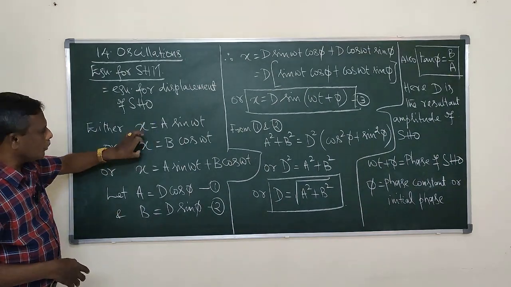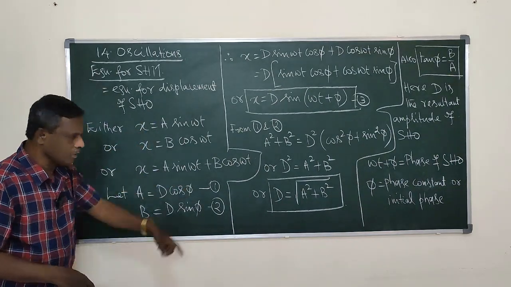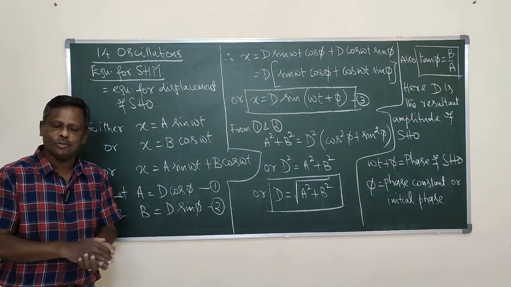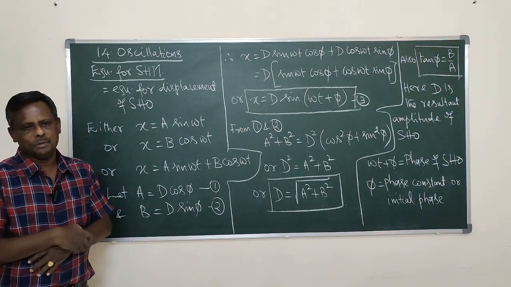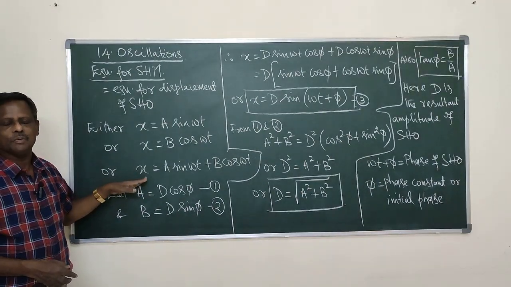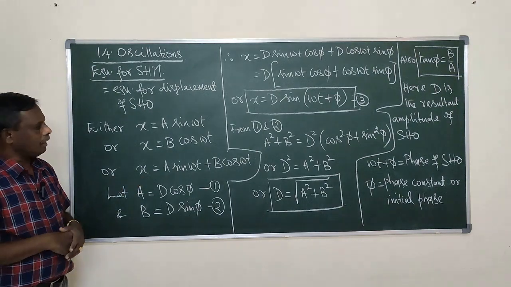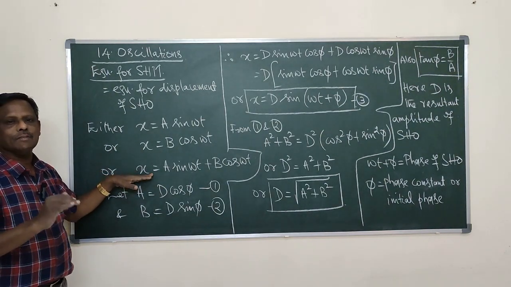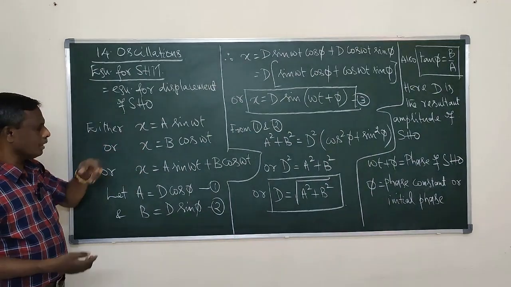Or we can combine both simple harmonic motions to make another simple harmonic motion. When two periodic functions combine together, it is going to be another periodic function. So I combine them and write the equation of simple harmonic motion, or equation of displacement. Actually, the last equation we wrote is a general equation for simple harmonic motion. These are the particular cases.